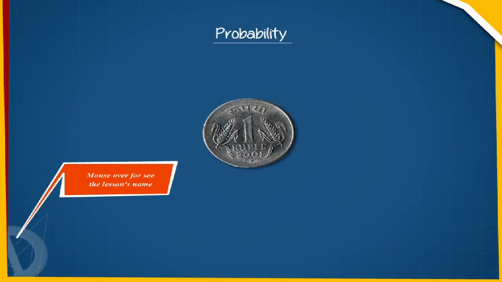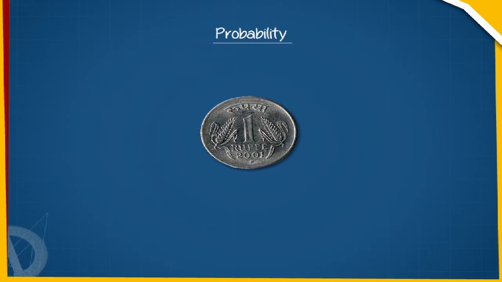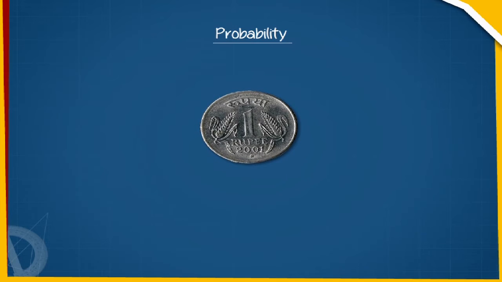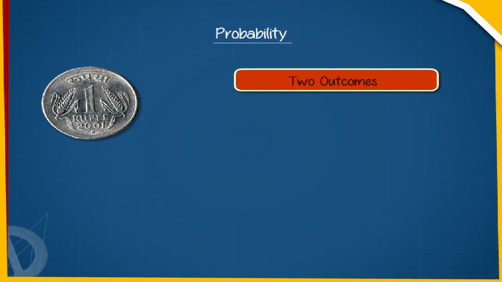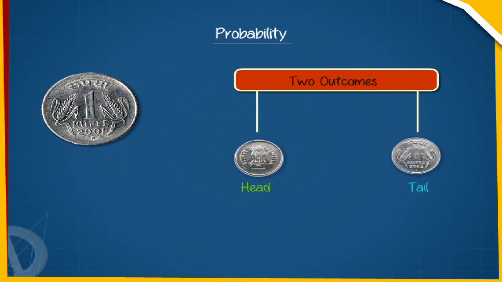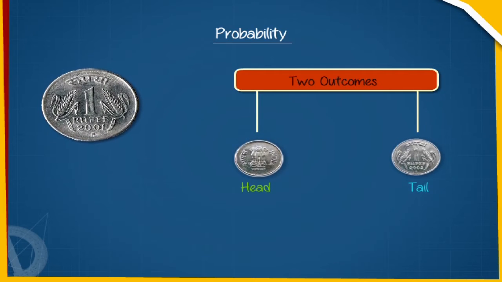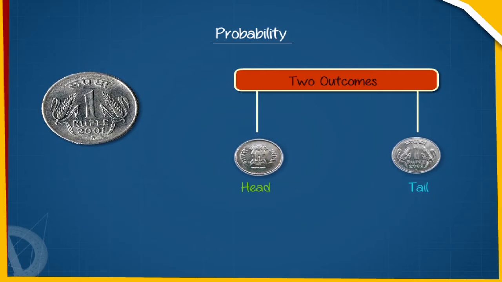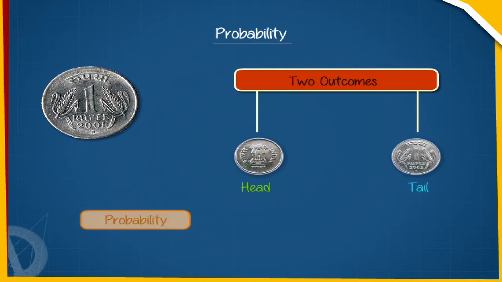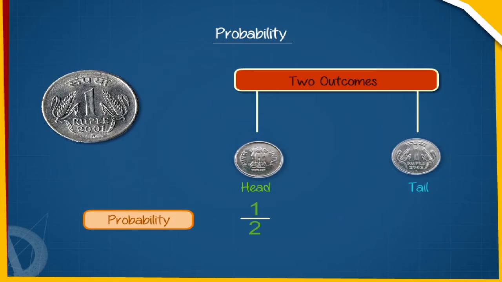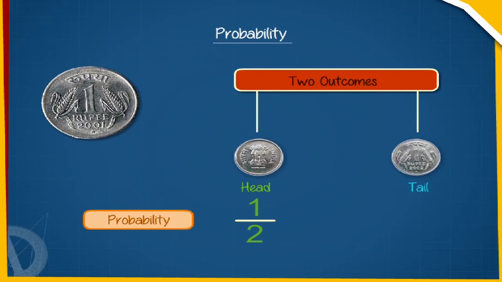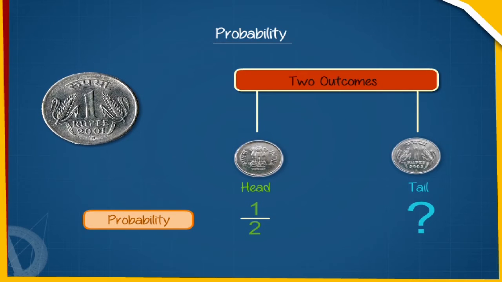Probability. Consider the experiment of tossing a coin once. What are the outcomes? There are only two outcomes, head or tail. Both the outcomes are equally likely. The likelihood of getting a head is 1 out of 2 outcomes, that is 1/2. In other words, we say that the probability of getting a head is 1/2. What is the probability of getting a tail?